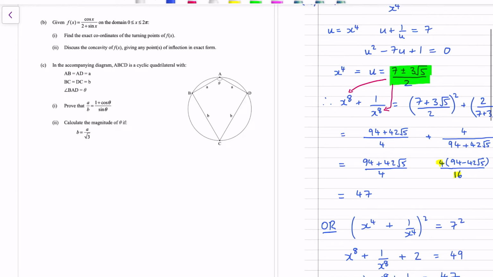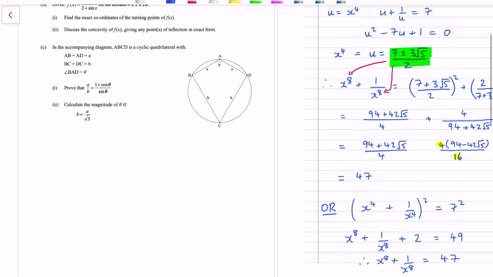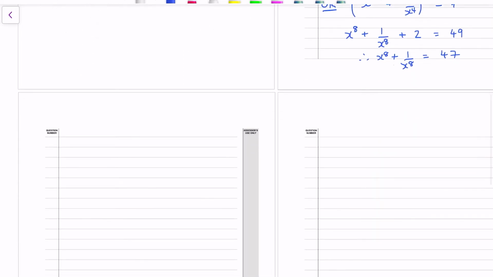Okay, part B, we've got a function cos x over 2 plus sin x, and we're told just to look at the domain 0 to 2 pi. So all the x values within that range are valid. Any other x values we don't need to consider. And we're looking for the turning points and also the points of inflection, because we want to discuss concavity. So it's not a bad function, as I was saying in the prelude to the video.